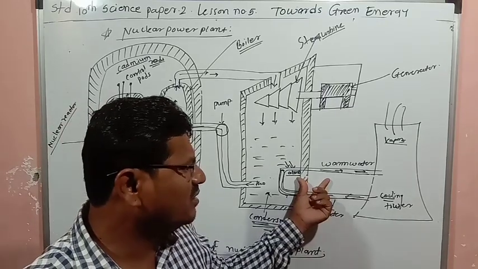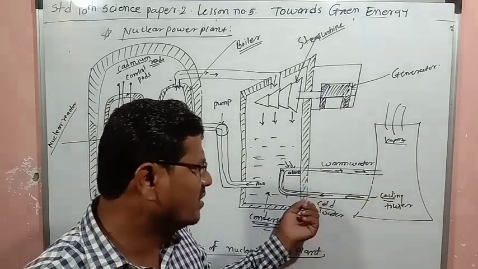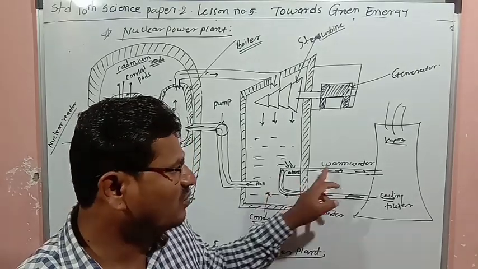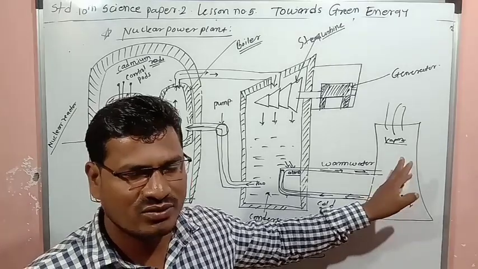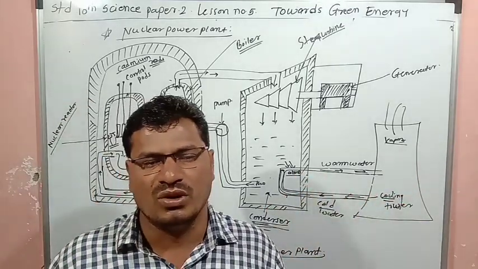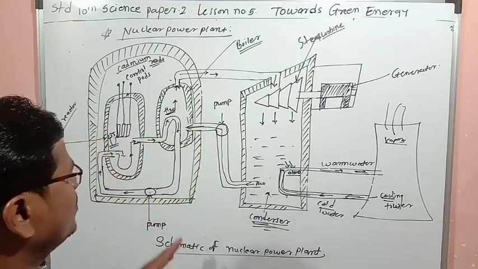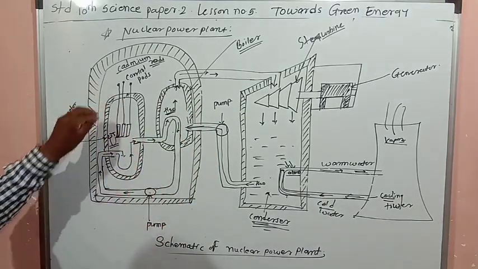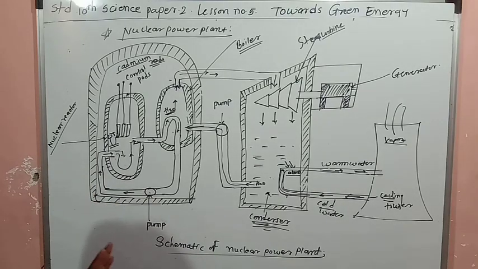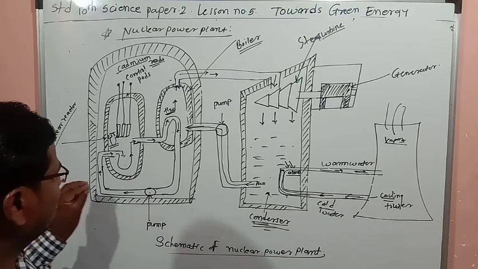And here in the condenser, cold water is taken. That water will absorb heat, it will become hot, and the warm water will go to the cooling tower. It will get cooled again, and again it comes back. Like this way water is used in the nuclear power plant. But in the nuclear reactor, these parts are important. So do you understand how this power plant works? One more time I will tell.